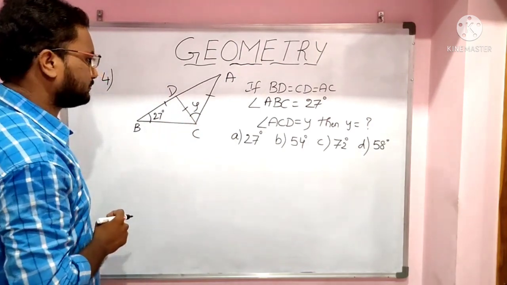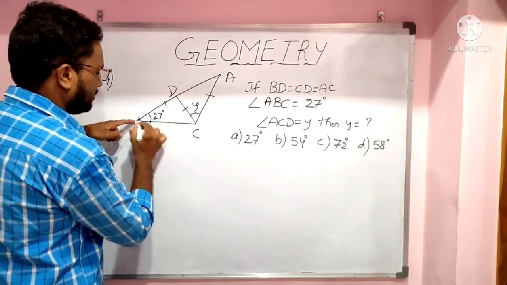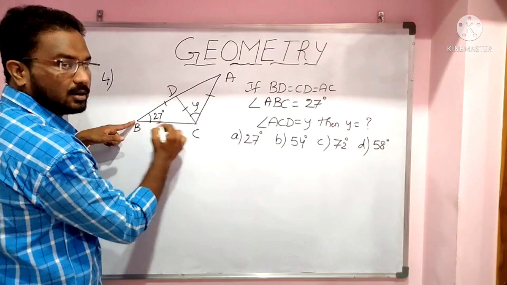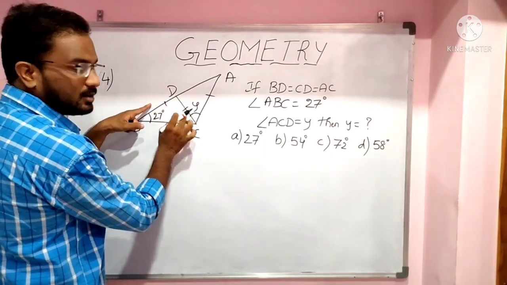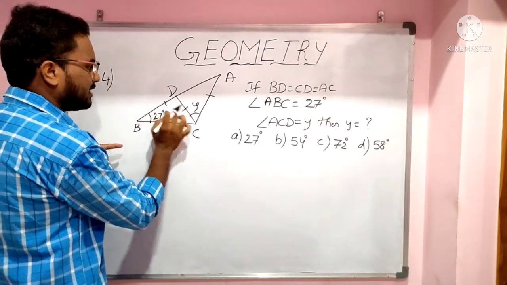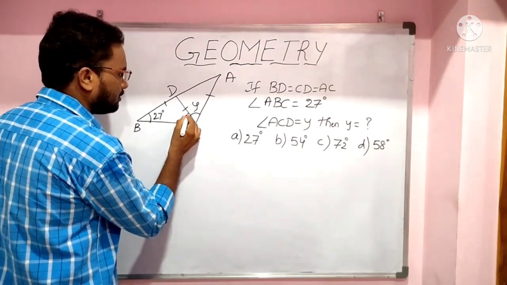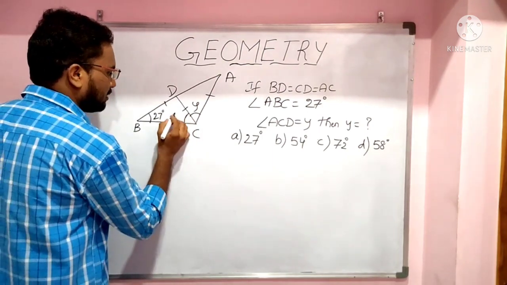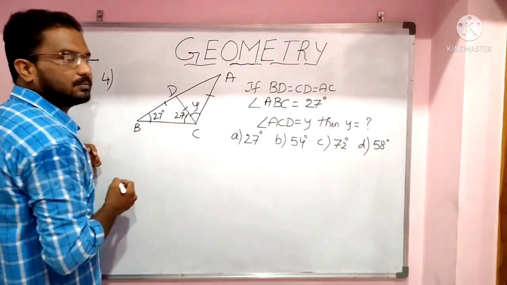Okay, so here this is a triangle. BDC is a triangle. In this triangle, these two sides are equal, so it is an isosceles triangle. So these two sides are equal. Hence, this angle and this angle both are equal. So if this is 27, this will be 27.